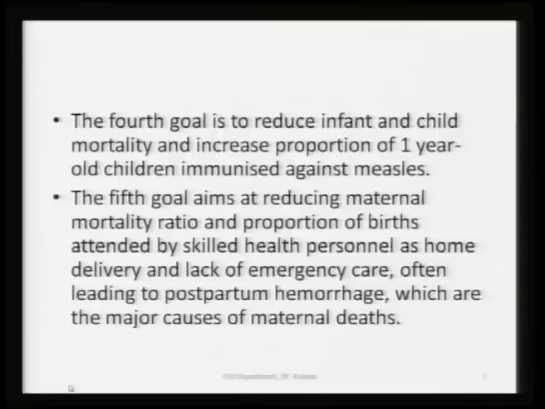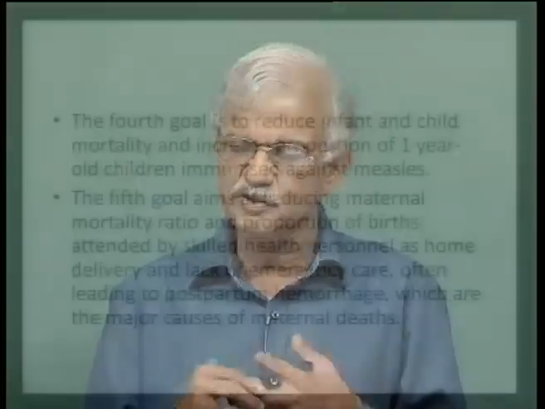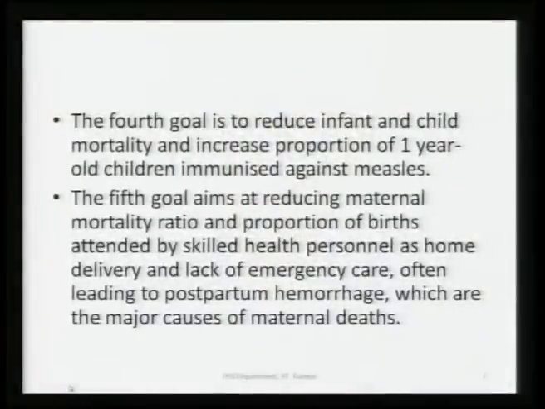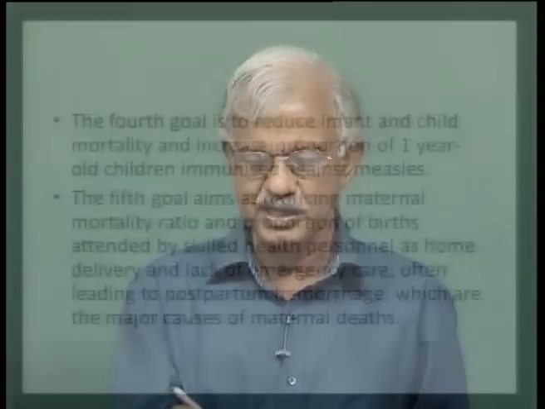parliament. The fourth goal is to reduce, these are two indicators, infant mortality and child mortality. So, the fourth goal is to reduce infant and child mortality and increase the proportion of 1 year old children immunized against measles. So, there is an element of immunization also. First, we want to reduce infant mortality, meaning mortality of children in the age group 0 to 1 year, and child mortality, 0 to 5 or 1 to 5. If you exclude infant mortality, then 1 to 5, and then immunization.